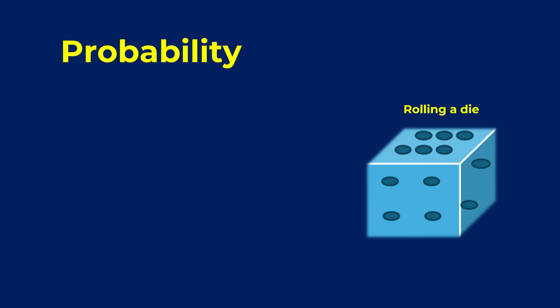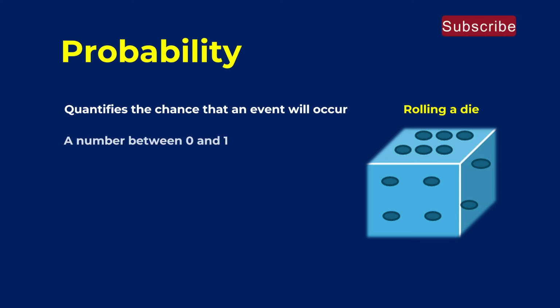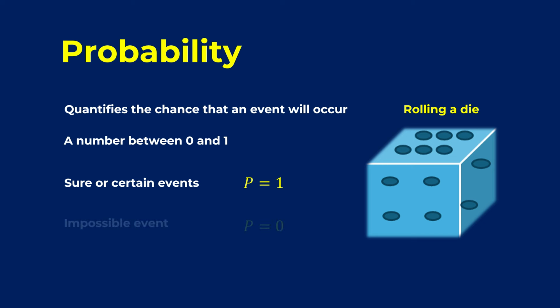In any random experiment, there is always uncertainty as to whether a particular event will or will not occur. The probability quantifies the chance that an event will occur. It's a real valued number between 0 and 1, and for a sure or certain event, the probability is 1 or 100%, whereas for an impossible event, the probability is 0, which means this event cannot occur.